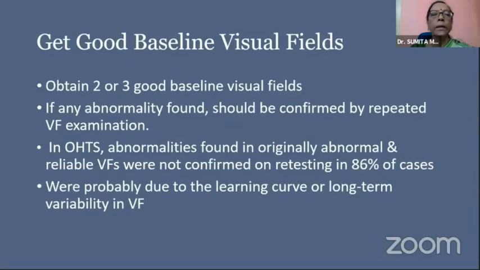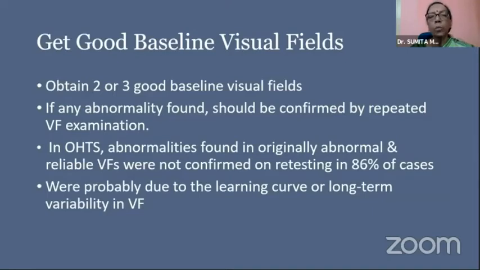So we have to get 2 or 3 good baseline visual fields. If any abnormality is found, that should be confirmed by repeated visual field examination. In the ocular hypertension treatment study also, they found that abnormalities found in originally abnormal and reliable visual fields were not confirmed on retesting in as much as 86% of the cases.